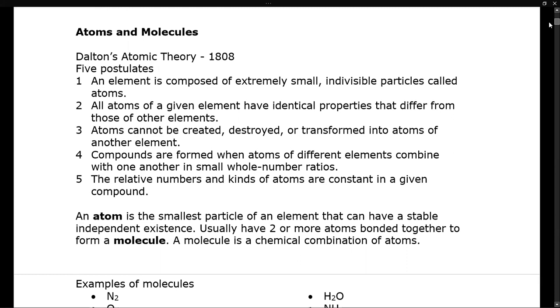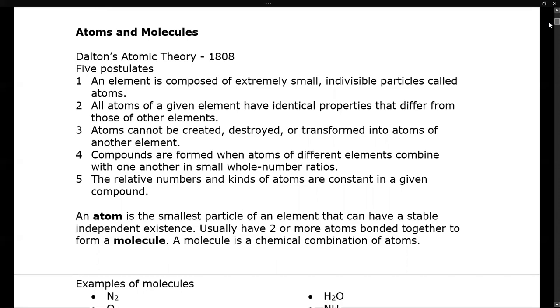Atoms cannot be created nor destroyed nor transformed into atoms of other elements. For an ordinary chemical reaction, that's certainly the case. Again, what you're talking about, nuclear reactions, some of those things can be possible. Compounds are formed when atoms combine in definite whole number ratios. If I have a different whole number ratio, even though I'm talking about the same two elements, we're talking about different compounds, but the same elements in the same proportion form the same compound every time. And the relative numbers of those kinds of atoms are consistent.